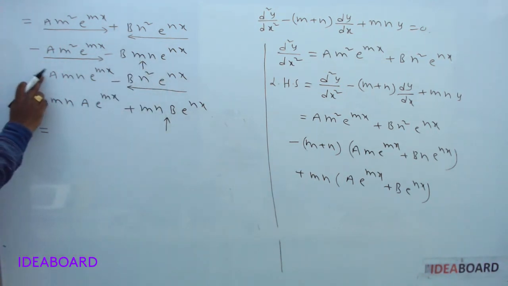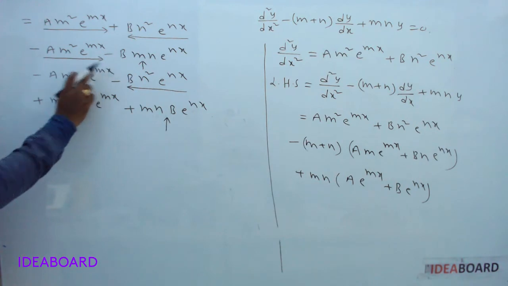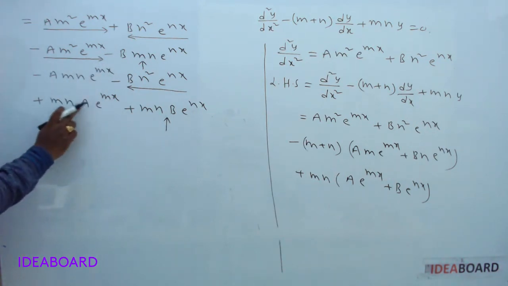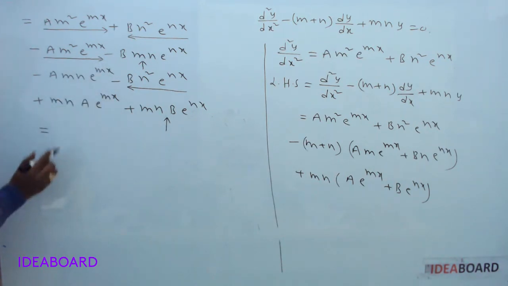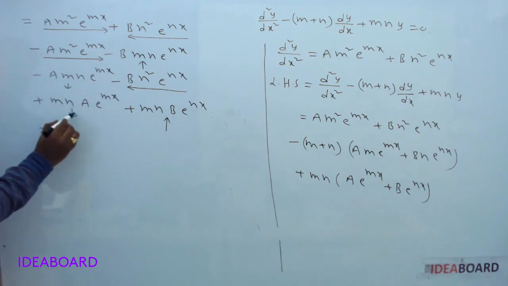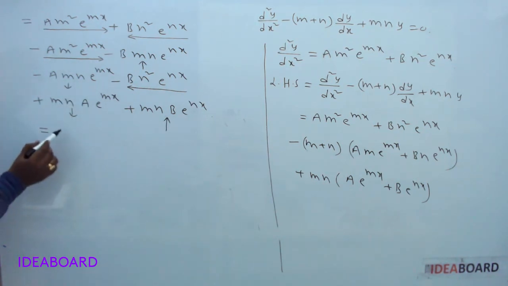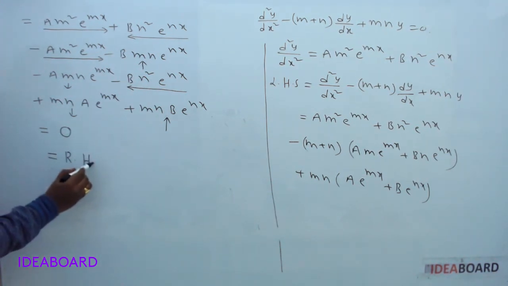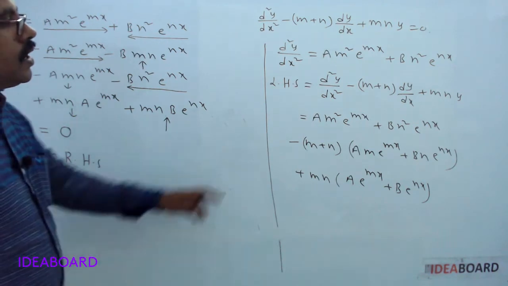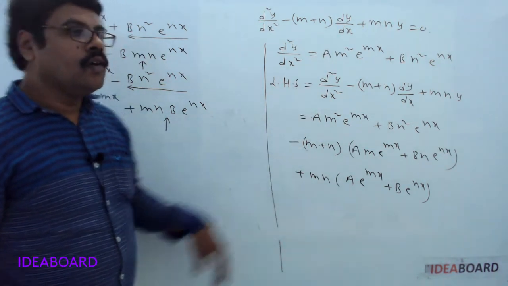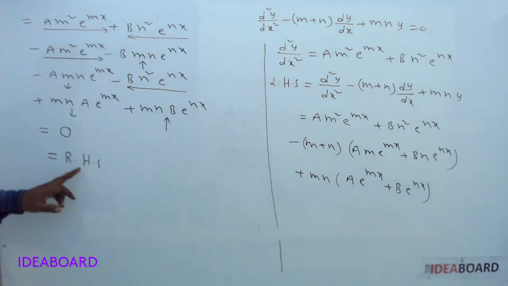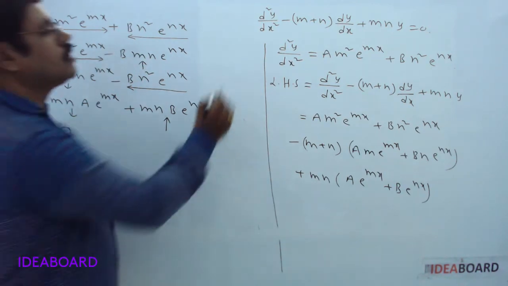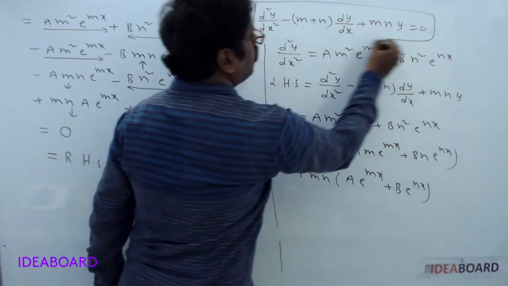Now here −amn e^(mx) plus a mn e^(mx). Now these two terms are also cancelled. So finally the resultant value is 0. Now this equals RHS. So we are taking the LHS part. Finally we are proving 0 equals RHS. Now that is the required condition.